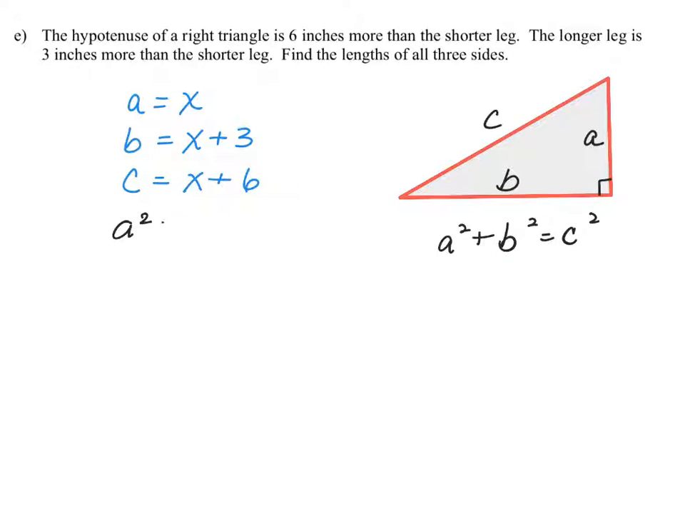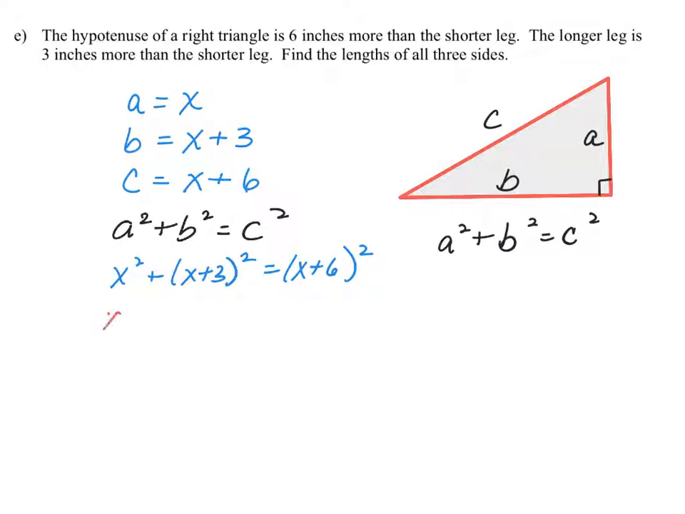A squared plus B squared is equal to C squared, where A is equal to x, so we get x squared plus B, which is the quantity x plus 3 squared, equals C, which is the quantity x plus 6 squared. Now we want to solve this equation, but it's going to involve doing some algebra and writing this as a quadratic equation. So let's begin by simplifying both sides of the equation.